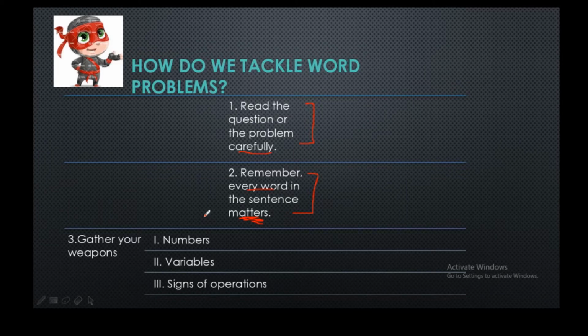So the last step is for you to gather your weapon. So we are tackling this mathematics like a ninja. Our weapons for this particular word problem solution are numbers, variables, and signs of operations. As we learned in the previous lesson, an algebraic expression is a combination of numbers, variables, and signs of operations. So these are our weapons to tackle this math problem. We are going to combine numbers, variables, and signs of operation, and this is what we'll use to solve our word problem.